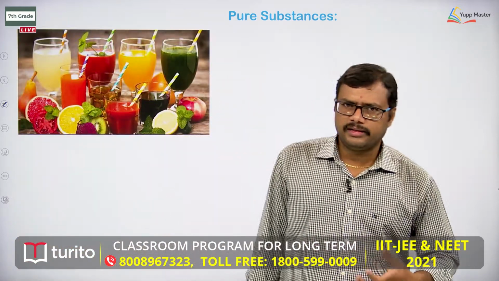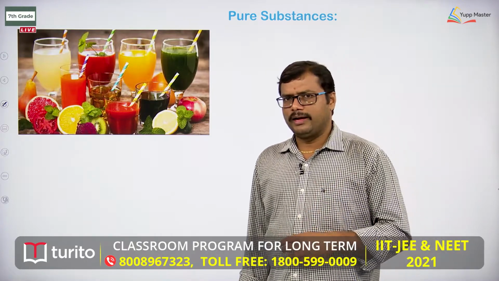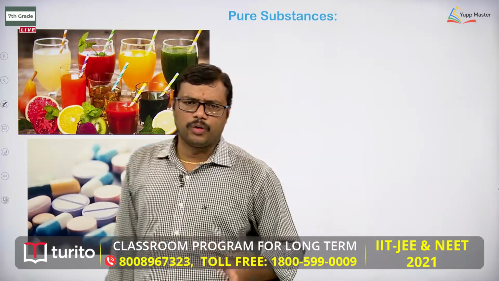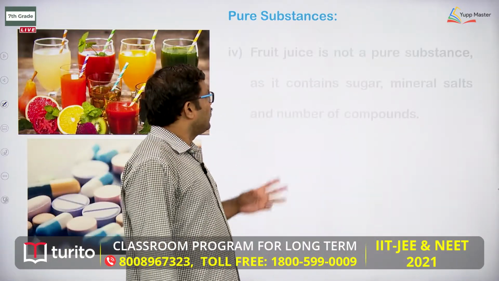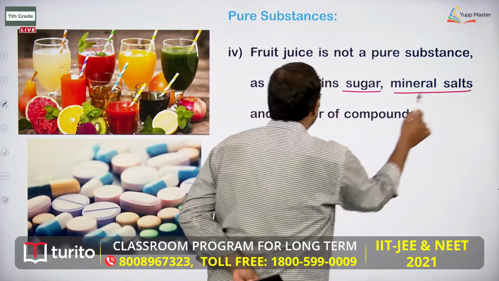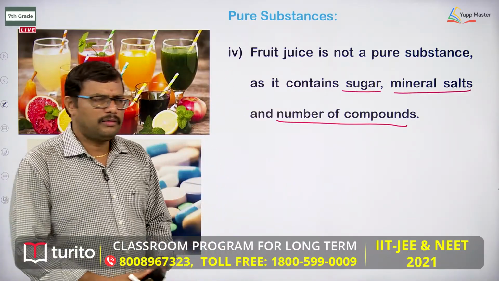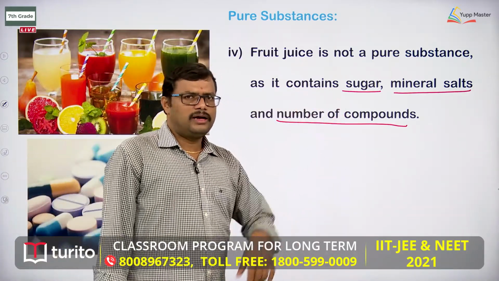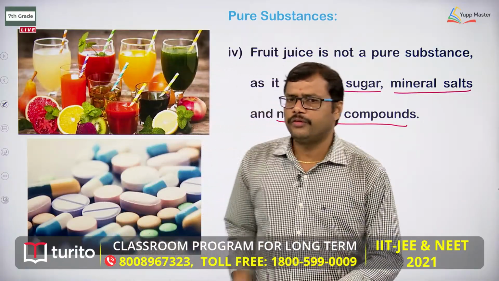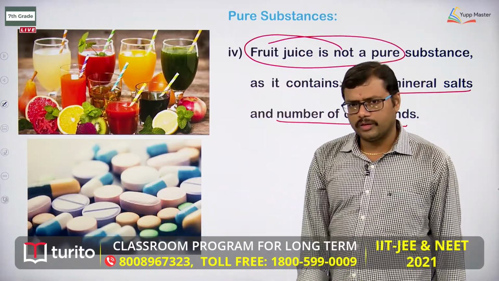Fruit juices. I think you have enjoyed fruit juices at home, right? Your mother used to prepare them. Fruit juice, as you see, looks very clear, but it is not a pure one. Why? Fruit juice contains sugar, mineral salts, and a number of other components. We even add water and sugar for taste, and it already has some minerals in it. So fruit juice is not a pure substance.